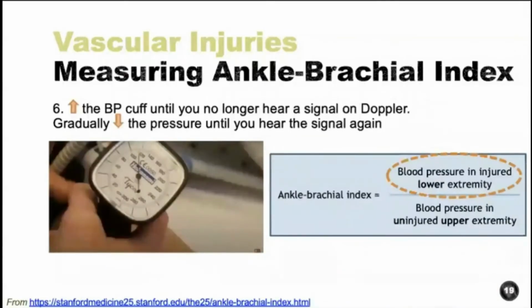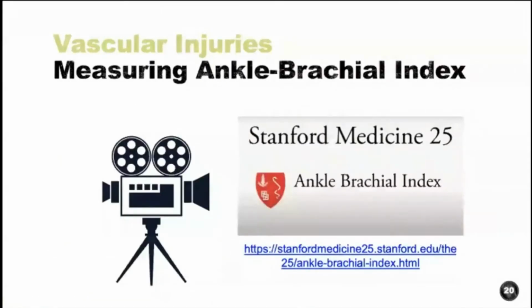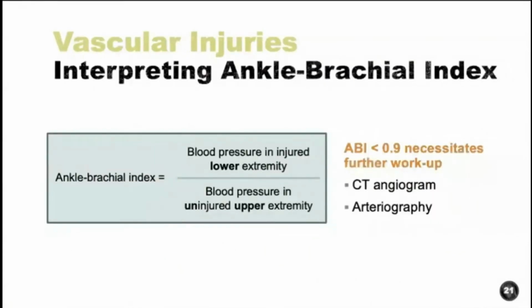So again, you're going to elevate the blood pressure cuff till you no longer hear a signal, gradually release the pressure until you hear the signal again. And then that number is the systolic blood pressure in the lower extremity or the injured extremity, and that's the numerator for the ABI. And so once you do that, then you have the blood pressure in the injured over the uninjured extremity, and that normally is greater than 0.9. And so again, here's the link for the video in case you guys want to download this and watch this video. So an ABI of greater than or equal to 0.9 is normal.